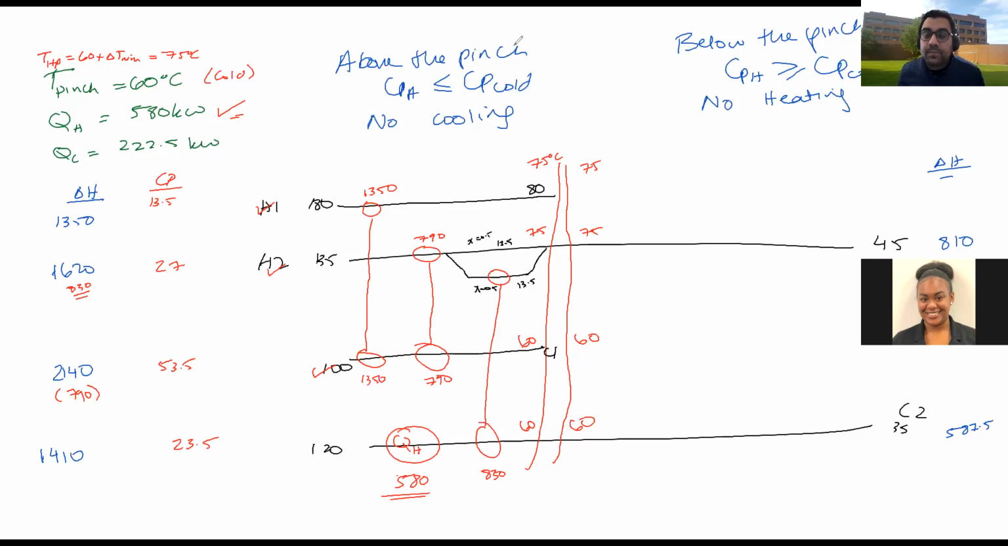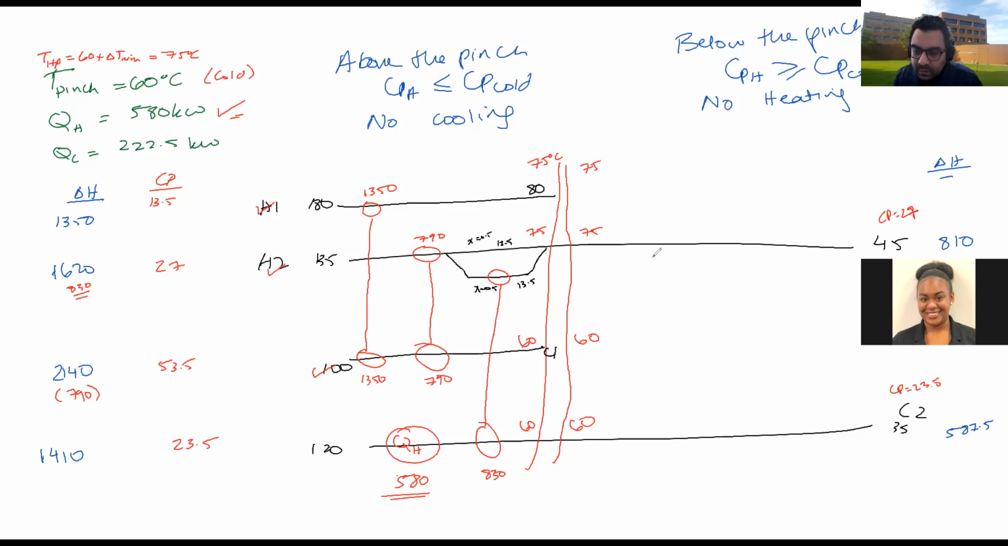Okay, good. So now let's move on below the pinch. Below the pinch, I have two streams, and the rule of this game is CP hot has to be greater than CP cold. In this case, my hot stream is H2. It has a CP of 27. Let's write it here, maybe it makes it easier. And here I have C2, it has a CP of 23.5. So does this rule apply? CP hot greater than CP cold? Yes, 27 is greater than 23.5.